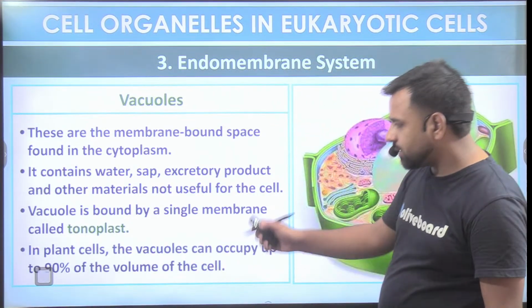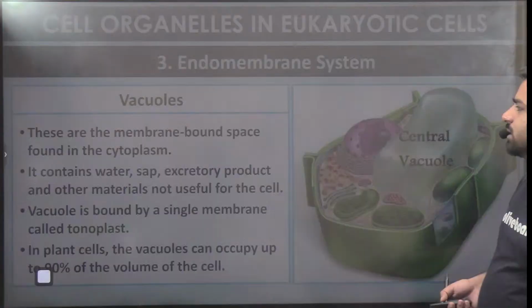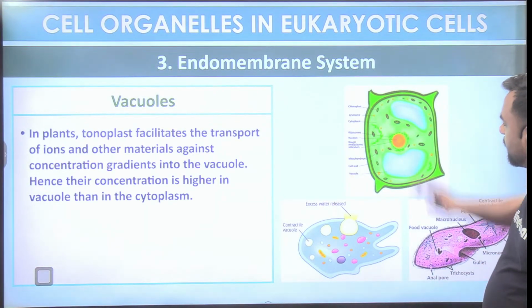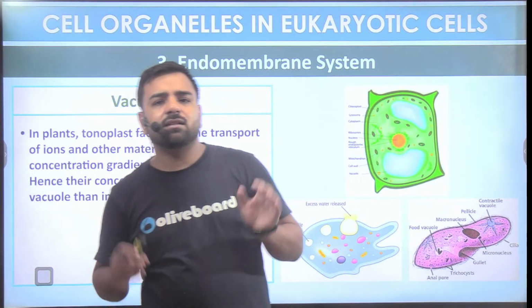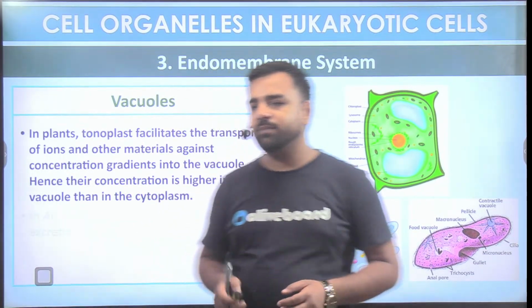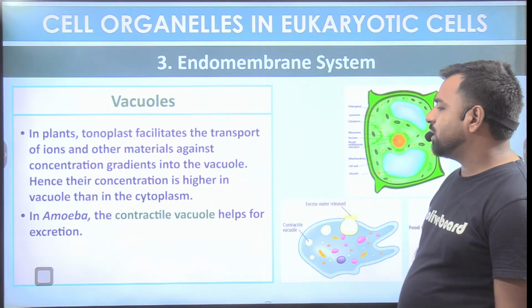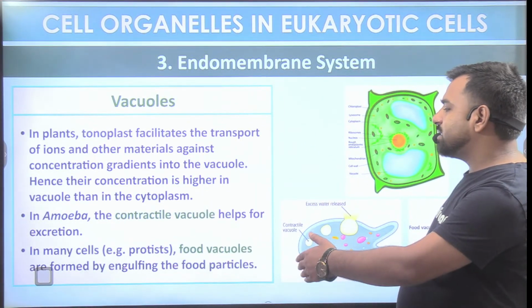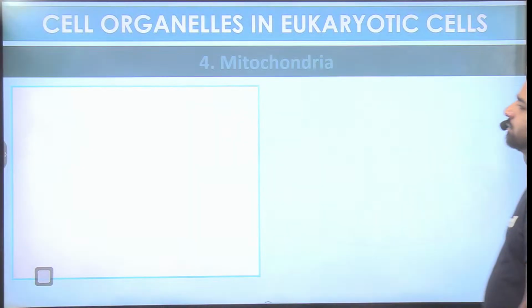Now, in plant cells, the vacuoles can occupy up to 90% of the volume of the cell. Then, is it present only in the plant cell? No. It's present in the plant cell with a larger size, and in the animal cell, it's of smaller size. That's the point. Okay, so in amoeba, the contractile vacuole helps with excretion. In many cells, like in protista, food vacuoles are formed by engulfing food particles.